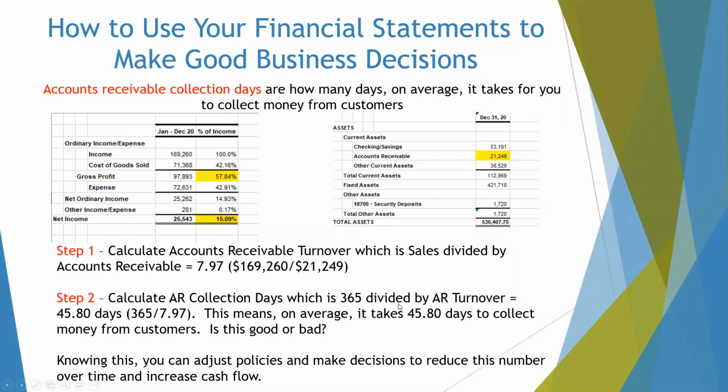And the goal of any business owner should be to get paid as quickly as possible, because that increases cash flow. So on average, in this example, it takes 45.8 days to collect money. And again, is this good or bad? We don't know. You need to track this over time. All right, but knowing this, you can adjust your policies and make decisions to reduce this number over time and potentially increase your cash flow, okay?